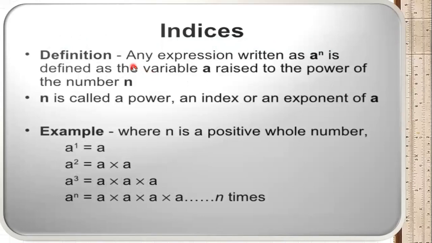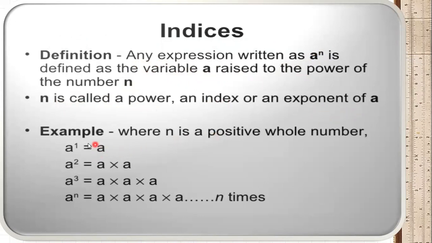So an index, an expression which is written in the form a to the power n, is defined as the variable a raised to the power of n. So we say a is raised to the power of n. n is called the power, or an index, or an exponent of a.